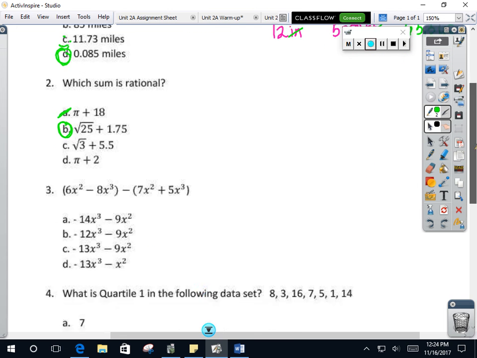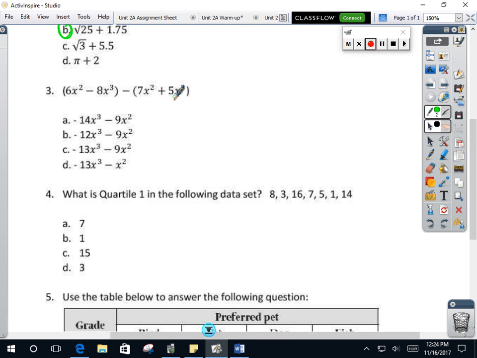All right, number 3. They want us to combine these polynomials. What do I do first? Right. Let's first turn this into an addition problem. But like she said, that will make this negative and this negative. So when I'm combining the 6x squared, I'm adding it to negative 7x squared. And what is a 6 plus a negative 7? Negative 1x squared. Well, look, there's only one negative 1x squared. So D has to be the right answer. But let's just check just to make sure we get that. Negative 8x cubed plus negative 5x cubed is negative 13x cubed.